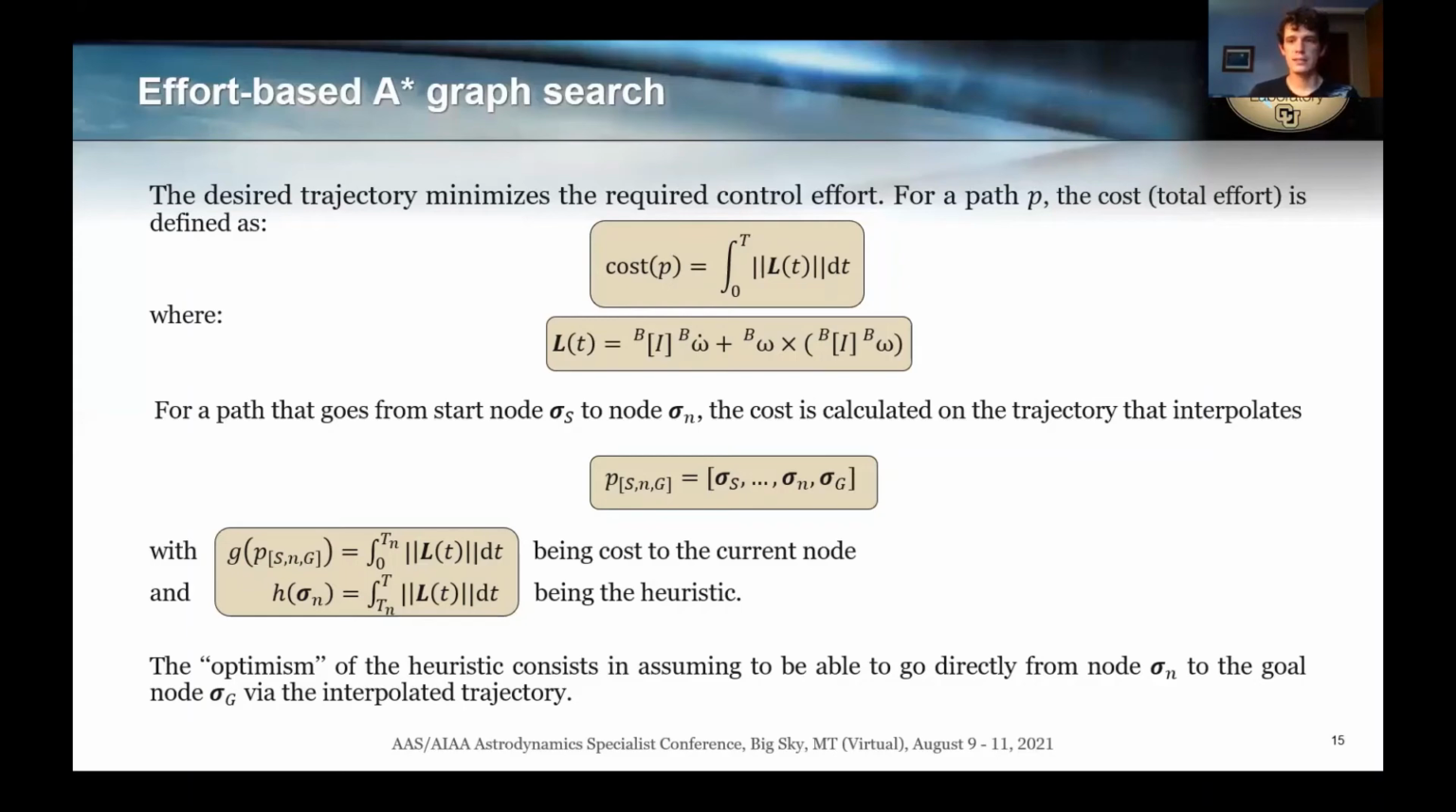This basically consists in assuming that the trajectory can go from the current node to the goal without having to steer the spacecraft around to avoid any other obstacle, thus ensuring a minimum amount of torque required to perform the maneuver. And this is where the optimism of the A-star relies on in this implementation.